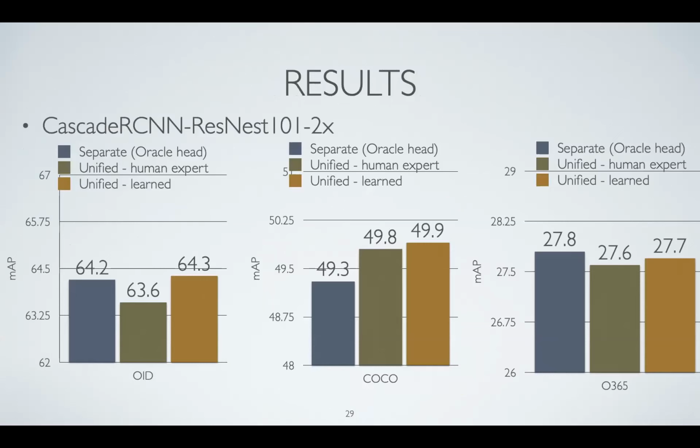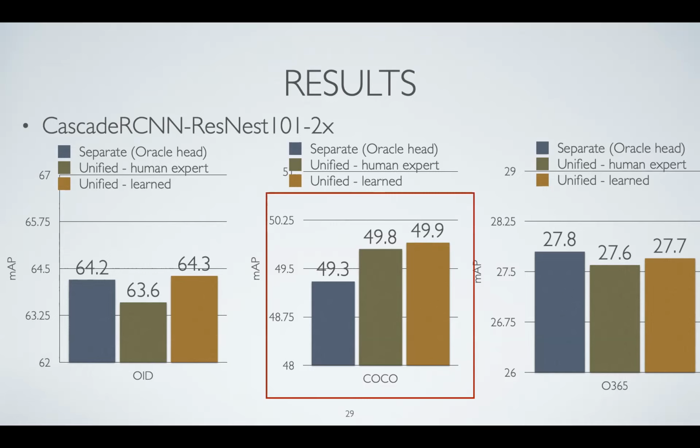Okay, now let's look at the results. We compare three models: the unified model trained with our learned label space, the unified model trained with the human expert label space, and the separate head detector with Oracle head at testing. Our unified detector matched the performance of the Oracle model without knowing the image source during testing, and significantly outperformed the human expert model. Interestingly, on COCO, we observed that both unified models outperformed the separate model even with Oracle head.